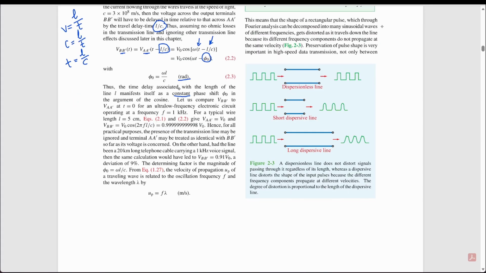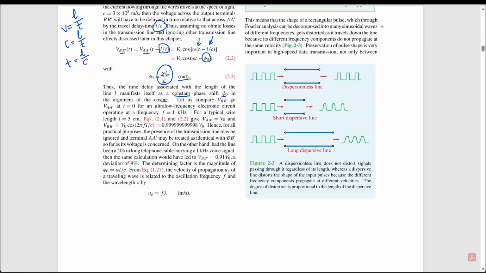Thus, the time delay associated with the length of the line L manifests itself as a constant phase shift phi in the argument of the cosine. This term is constant according to the frequency we use, the length, and C. It doesn't depend on time.